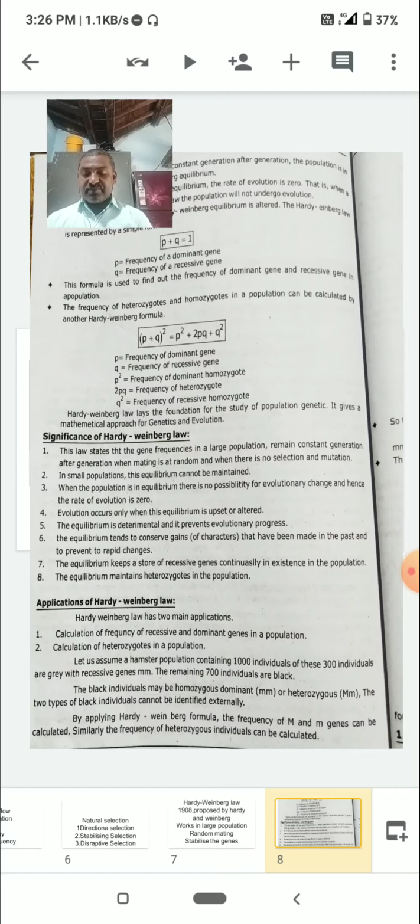The black individuals may be homozygous dominant, capital M capital M, or heterozygous, capital M small m. The two types of black individuals cannot be determined externally. So, which is heterozygous black and which is homozygous black? By applying the Hardy-Weinberg formula, the frequency of M and m genes can be calculated. Similarly, the frequency of heterozygous individuals can be calculated.